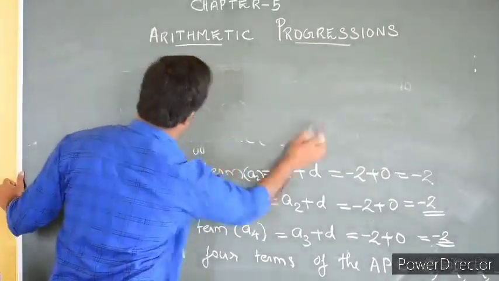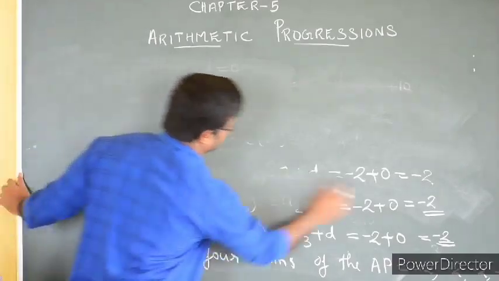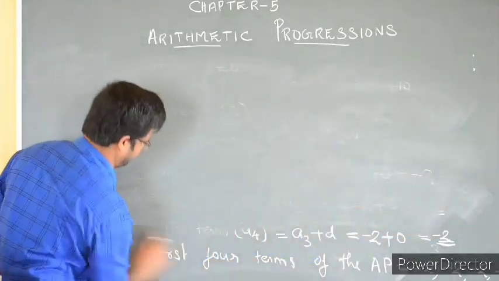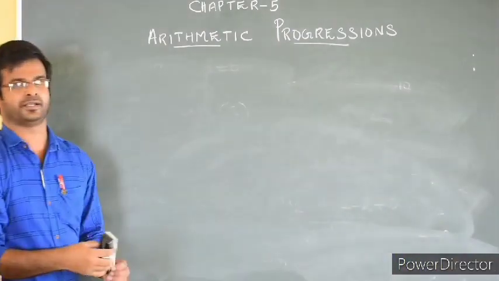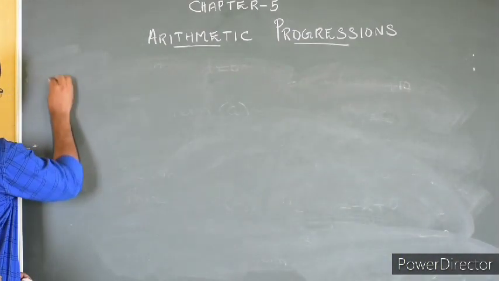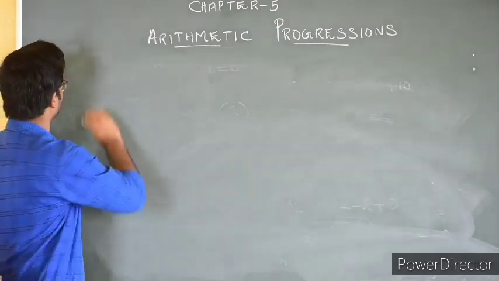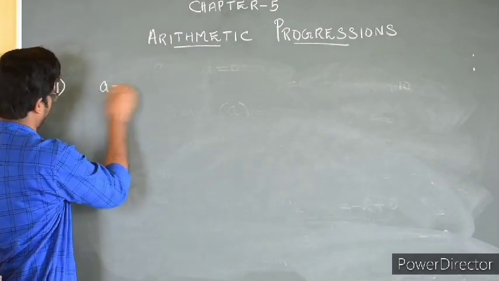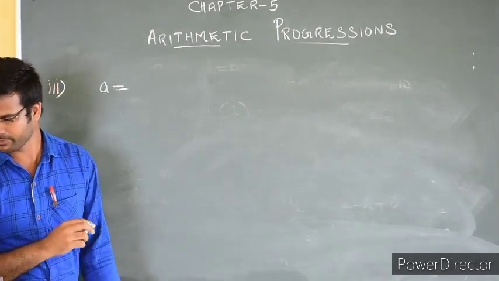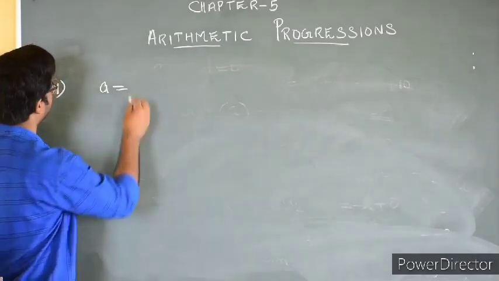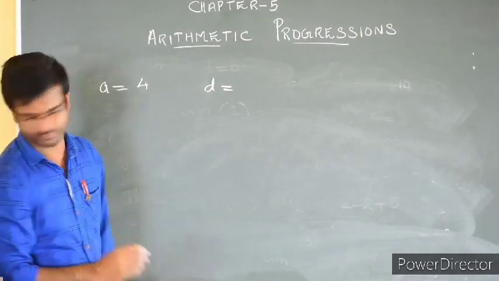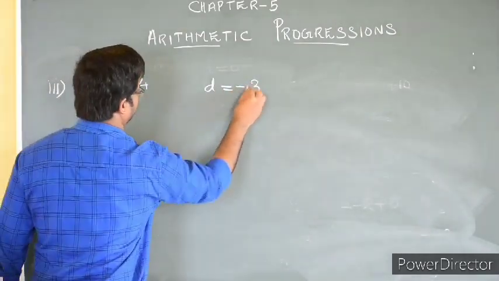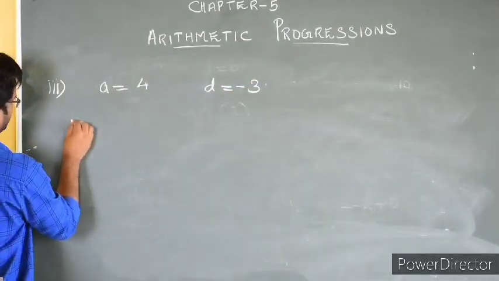We can go for the next problem. It is similar, same like Roman number 1 and Roman number 2. Roman number 3. In here A is already given in this question, that is 4. D means minus 3. Then solution.